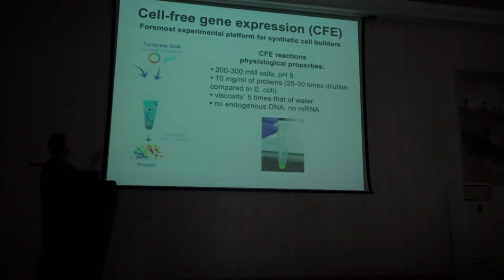What are the physiological properties? It's a cytoplasm. It's literally a cytoplasm, diluted and taken from a living cell. You see, it's 200 to 300 millimolar salts, pH 8. We have 10 milligrams per ml of protein, including the ribosomes. It's a dilution by a factor of 25 to 30 times compared to E. coli. The viscosity is close to water, and there is no endogenous DNA or mRNA. There is no genome there, there is no mRNA.